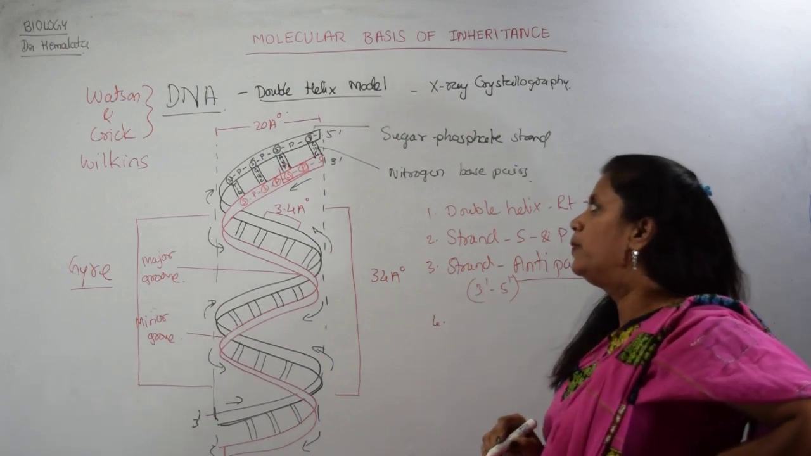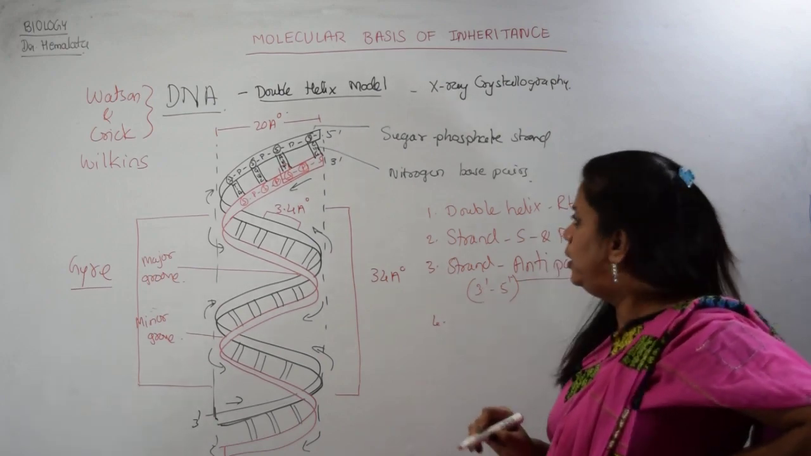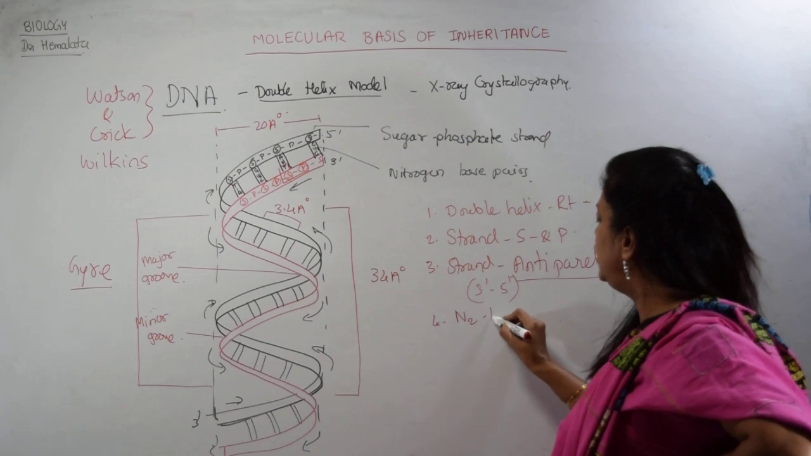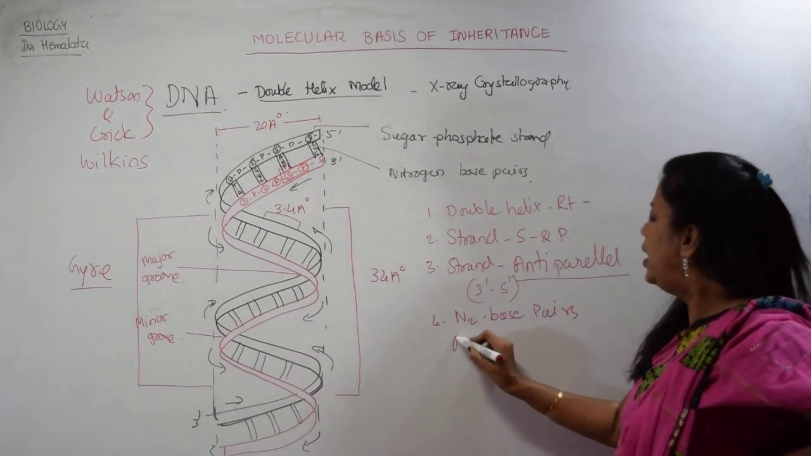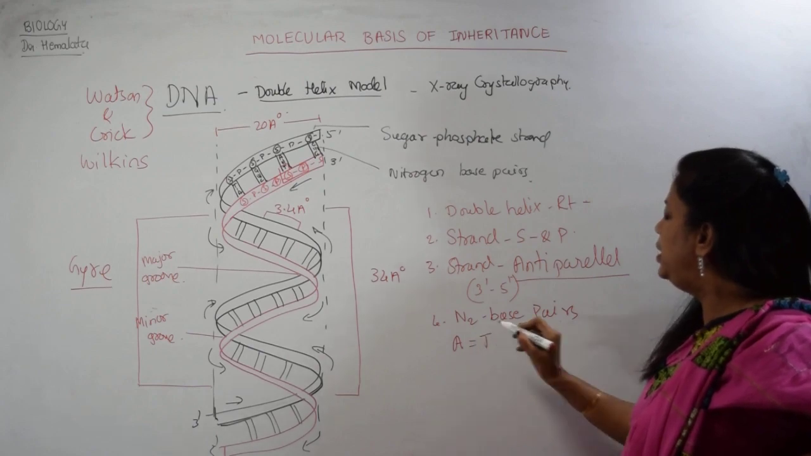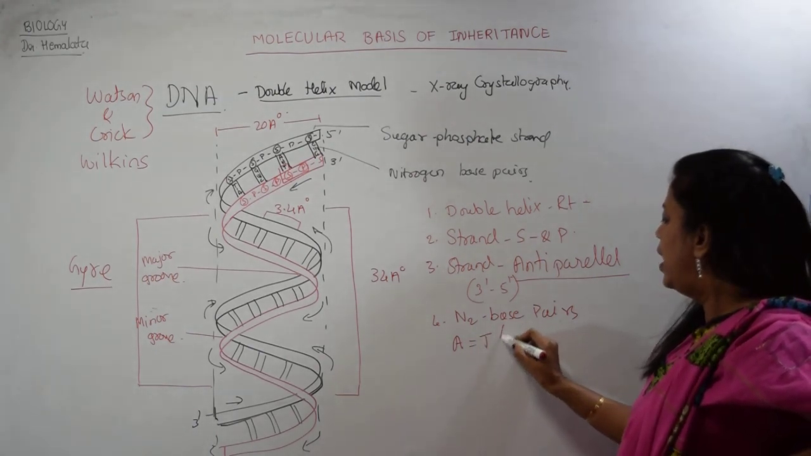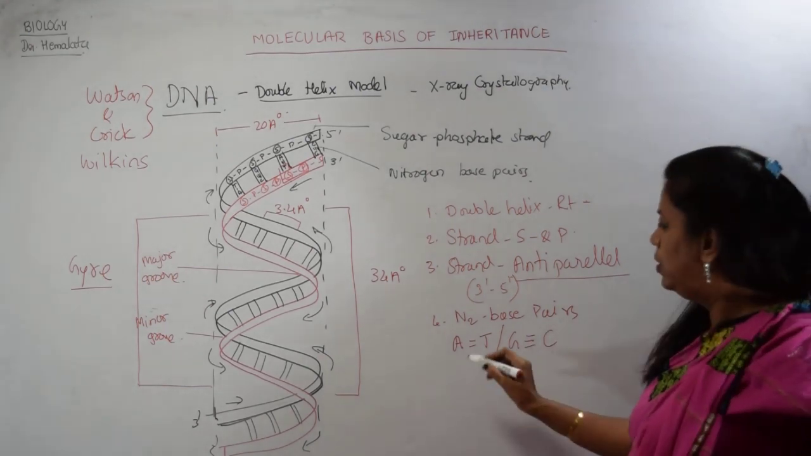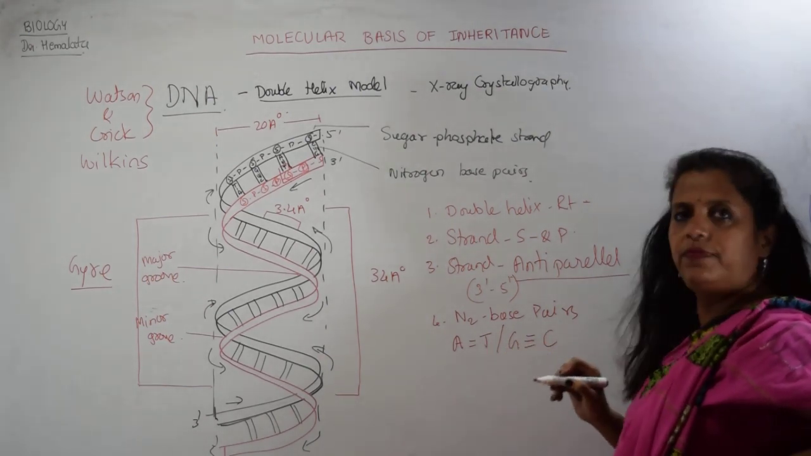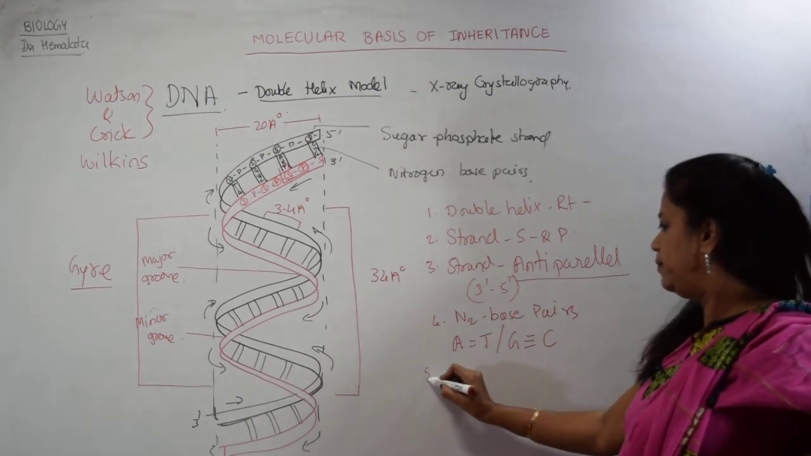Fourth point, the double helix DNA shows the nitrogen base pairs in which adenine pairs with thymine by 2 hydrogen bonds and guanine pairs with cytosine by 3 hydrogen bonds, or T2A, C2G. That's nitrogen base pairing.